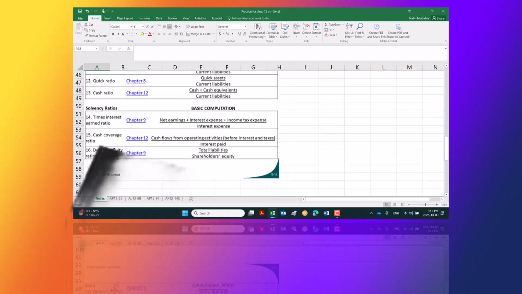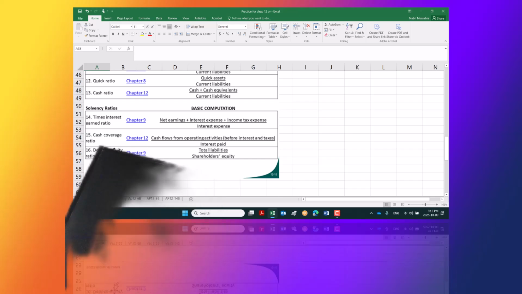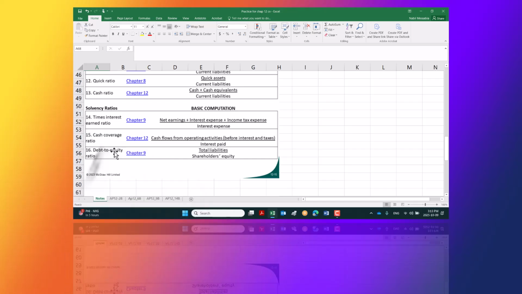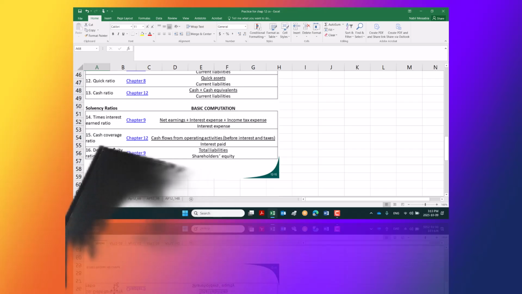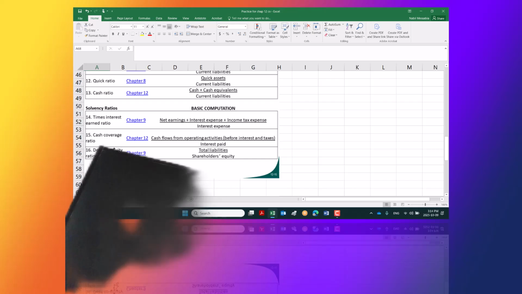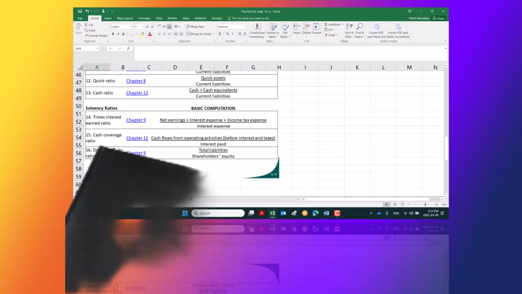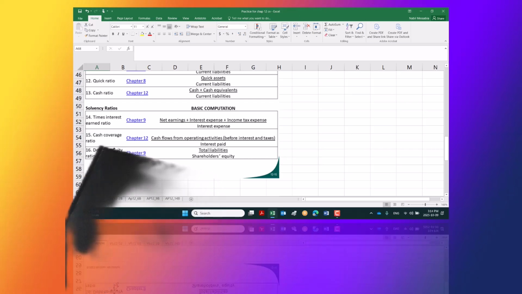For example, times interest earned measures to which extent the company will be able to afford interest and new loans, because new loans come with new interest. Are you able to pay interest? Do you have enough margin in your earning to afford new interest? The way you calculate it: net earning plus interest expense plus the income tax expense in the numerator, divided by the interest expense, so that you get the times interest earned ratio.